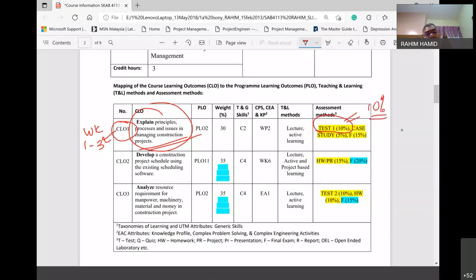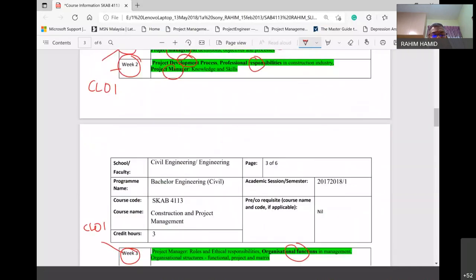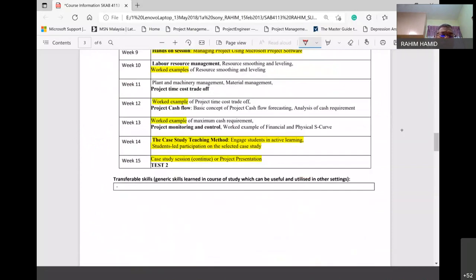Okay, that will be one thing. And then you might notice a case study. If we go back to the whole schedule, in week number 14 and 15 at the end of the semester, we are supposed to have a case study actually. What is a case study? A case study is where you are given a written case. There are many written cases on the internet, for instance, which might discuss anything about management, or any issue in the construction industry.